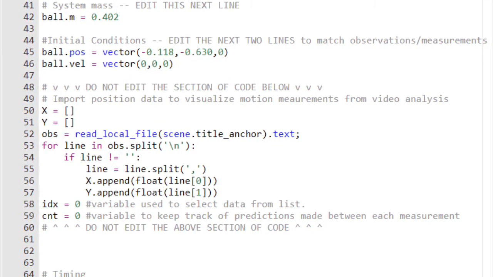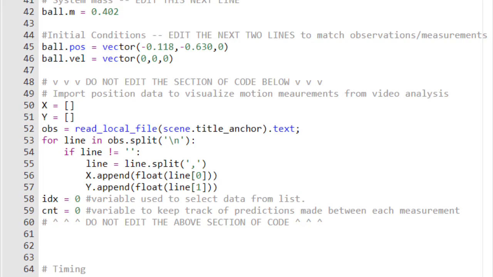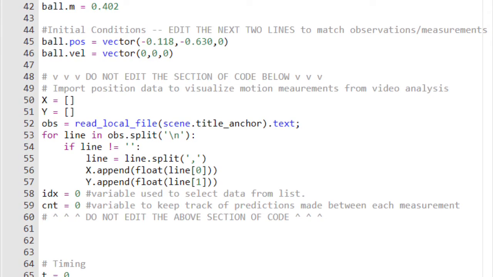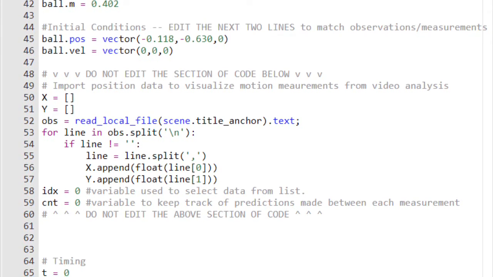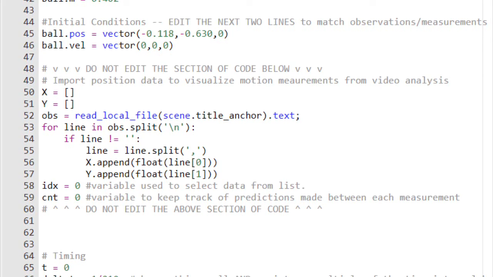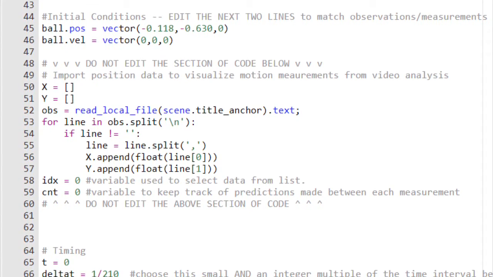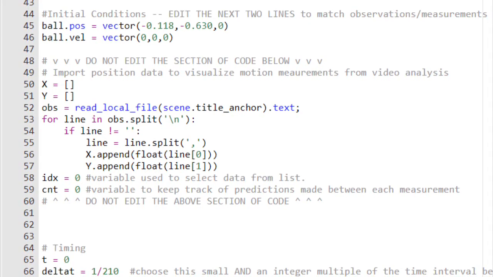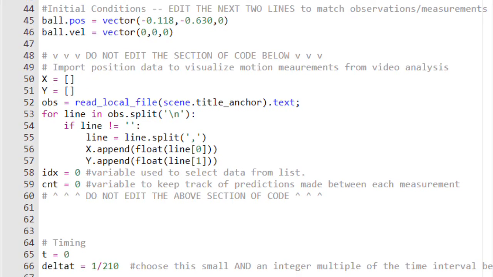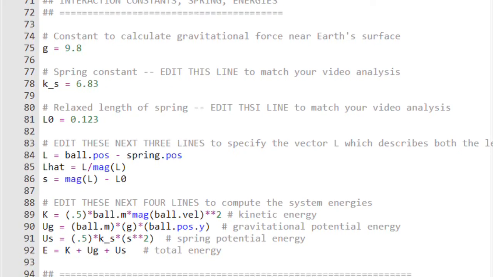And then, so moving on, we have to do more of what we always do, including the ball mass, which is 0.402. And then the initial conditions, which are, for me, my first position in tracker was negative 0.118, comma, negative 0.6300, and the initial velocity is 0 as well. And then we get to a part in the code where we were told not to edit, but it's basically just taking the X and Y data from our tracker motion, and it's making a graph based off what we told it to.